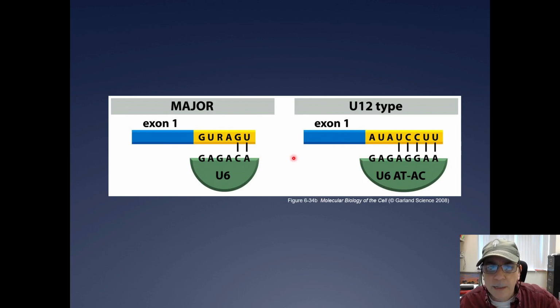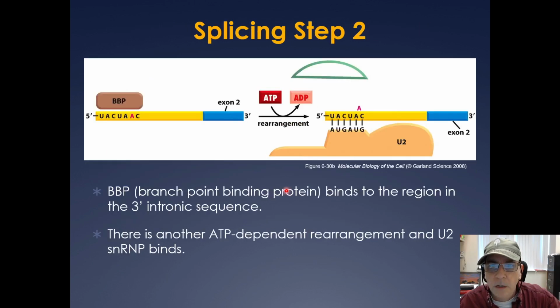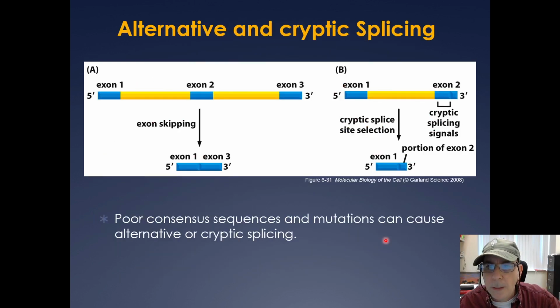Here are basically some of the major differences between the major and the U12 type. They just use a different U6 with different base pairing, and there's a different consensus sequence. And this is largely what the major differences are. So really all you guys need to know is basically how the major, let me jump back here, how the major RNA splicing occurs and the formation of the lariat structure.